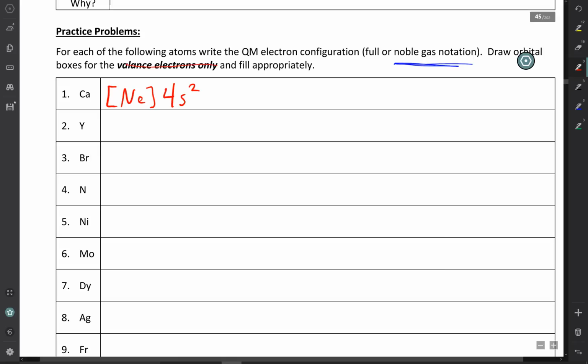I'm going to draw my orbital box diagrams for the last sublevel I wrote. I guess I really should say valence electrons only. So I'm going to go s sublevel. I just have one s orbital, so it's pretty easy to take care of. I've got a spin up and a spin down.